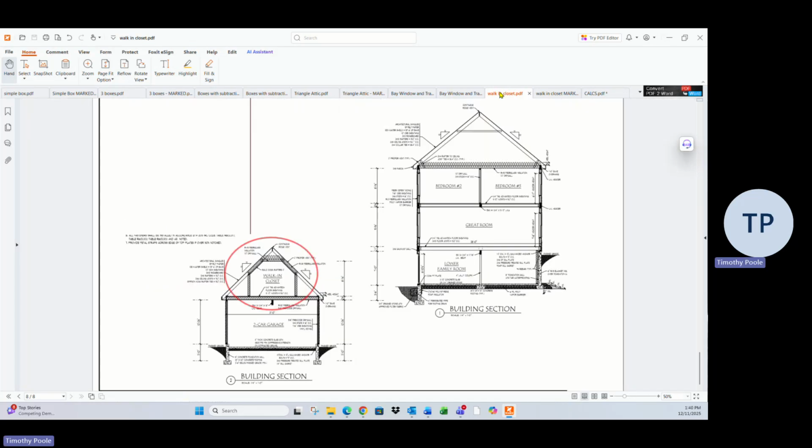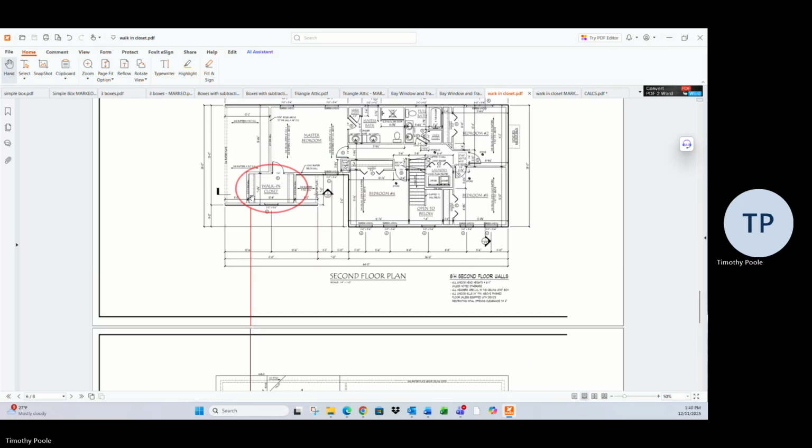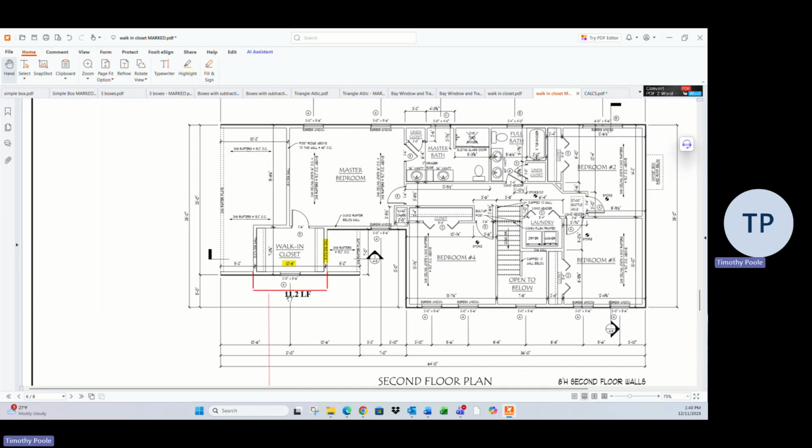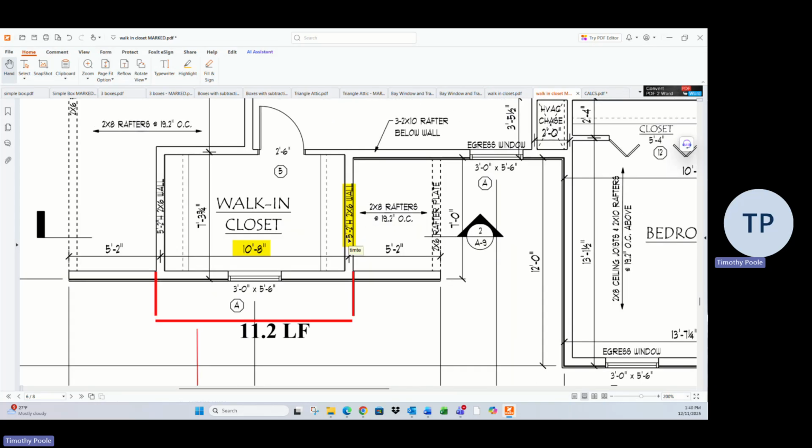Trapezoids can also appear in attic walls with partial flat ceilings. If the top floor has both flat and sloped ceilings, those elements together can create a trapezoid. This is a section view of a walk-in closet. If you look further up on the plans, you can see in plan view, it's a small section and the dotted lines refer to a sloped ceiling. If you scroll in on this, you can see that it's 10'8" to the center of the walls, which means it's actually 11.2 linear feet outside to outside, and that the wall height is 5'2".